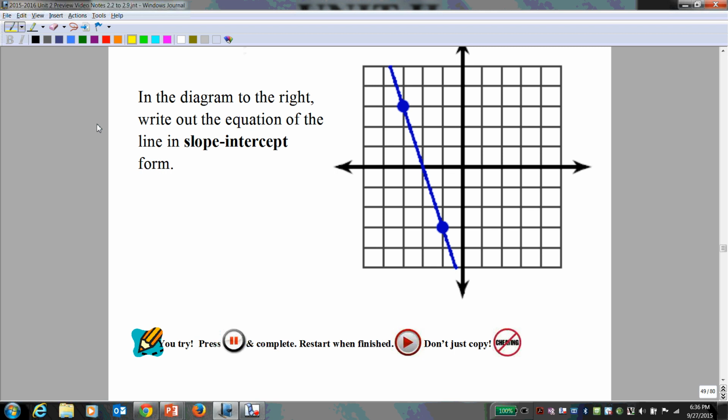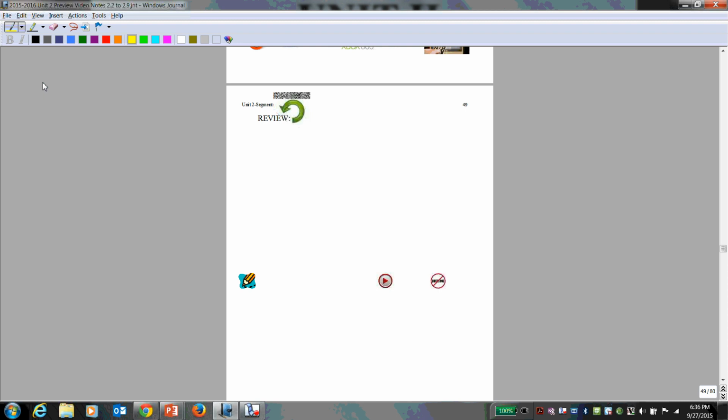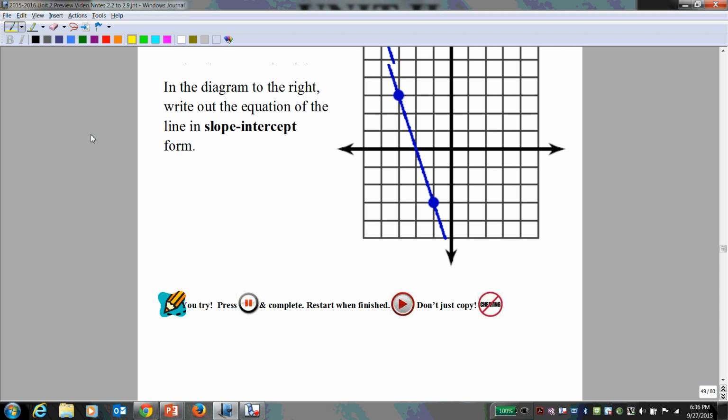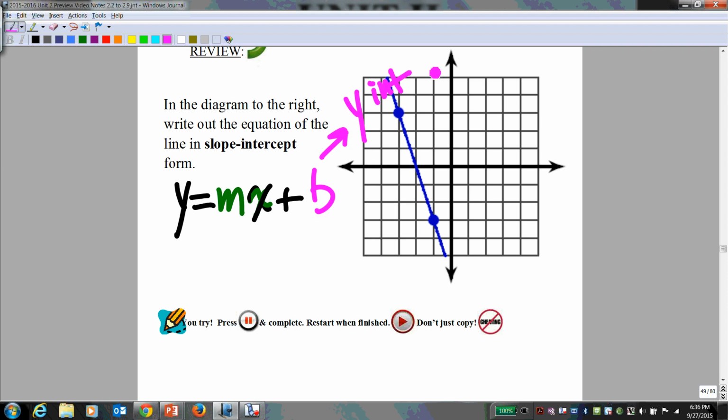Okay, welcome back. Now, this probably was a little bit more challenging than you thought it would be. Let's take a look at the pieces involved here. Slope-intercept form is y equals mx plus b. Now, let's define our terms. b is the y-intercept, and of course that m is the slope.